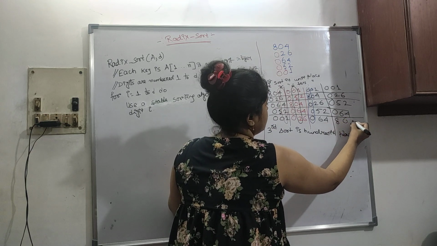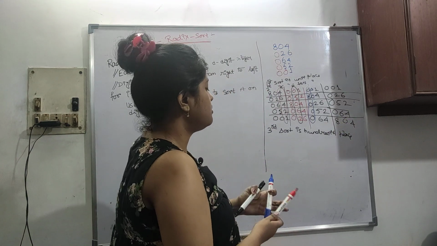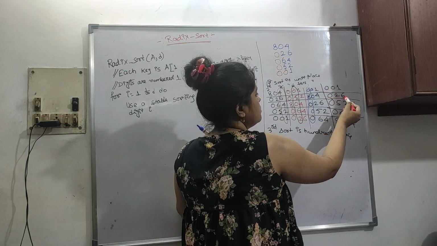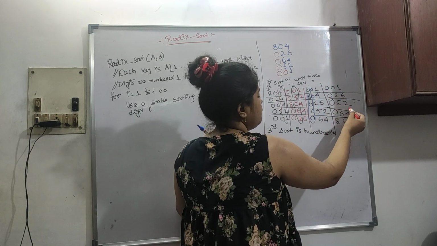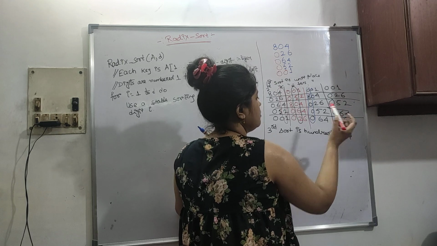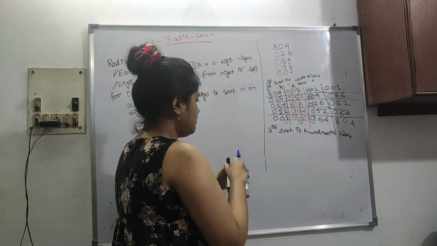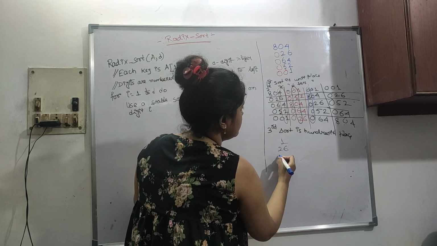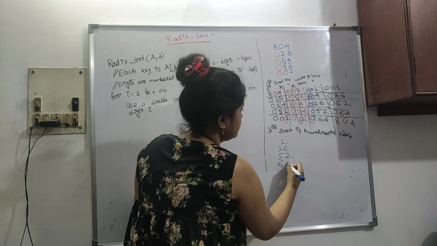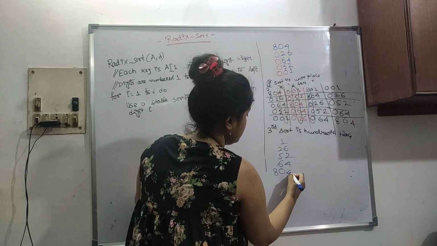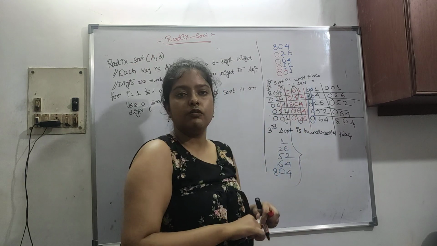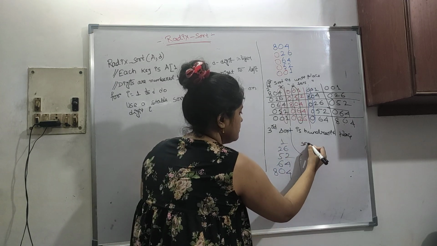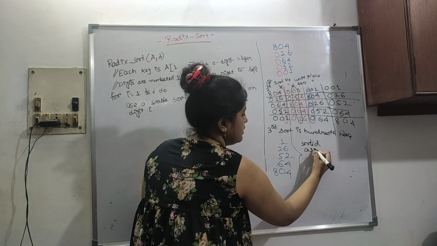Now you can check whether this is sorted or not. It is sorted: 001, 026, then 052, then 064, then 804. So what is our ultimate sorted order? 1, then 26, then 52, then 64, then 804. Now you can see this is our sorted order, sorted in ascending order.